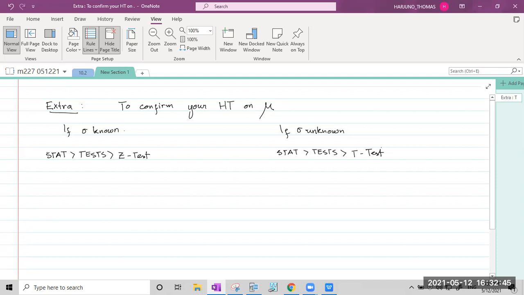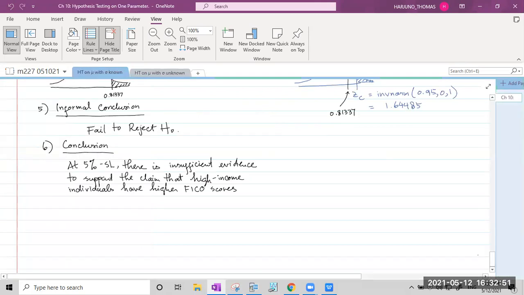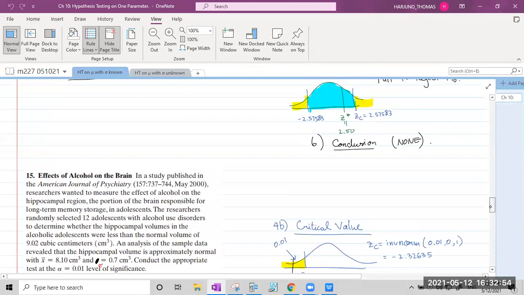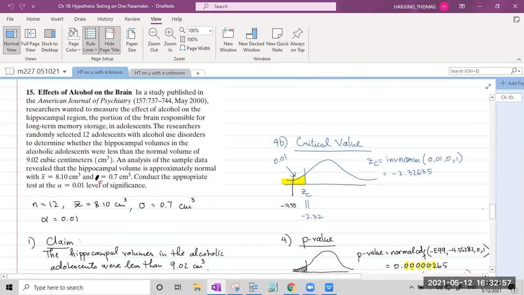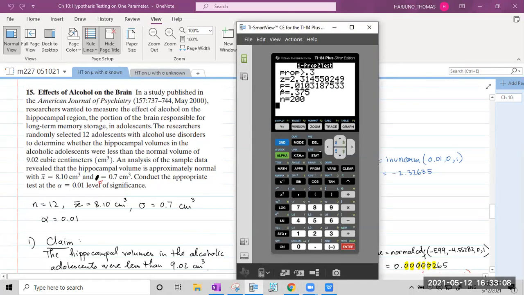Okay, now, for example, if we look back to what we did on Monday, hypothesis testing on mu with sigma known, number 15. So I go to stat, test, sigma known, right? So we will use z-test. Now the input, we use statistic because they give us the x bar and sigma. Okay, stats. Then what is the claim mu?